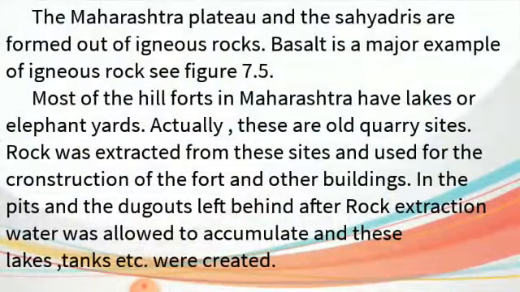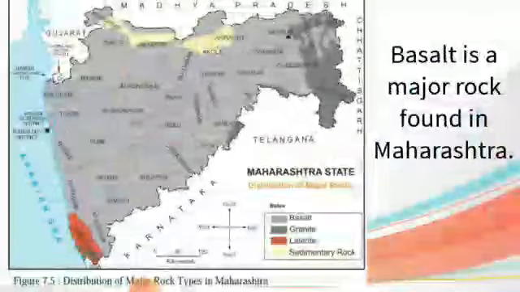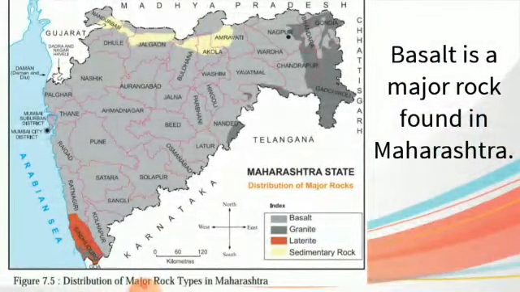The Maharashtra Plateau and the Sahyadris are formed out of igneous rock. Basalt is a major example of this. Basalt, you can see in this figure 7.5, it is given there in the textbook also. Here you can see basalt has been given. Basalt is the major rock which can be found in the Maharashtra plateau and the Sahyadris.